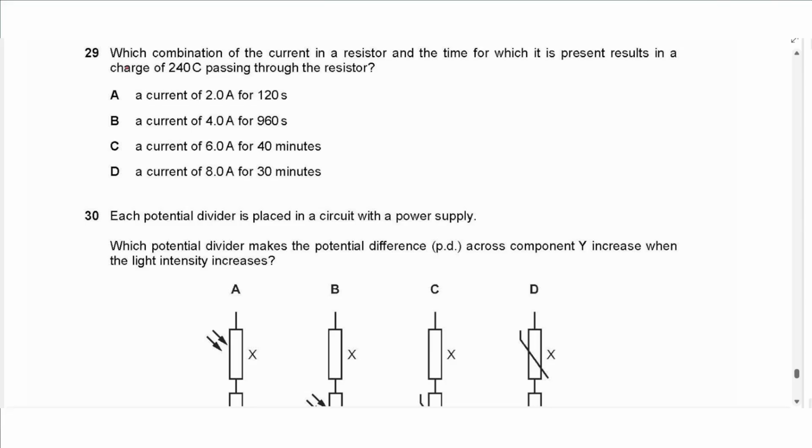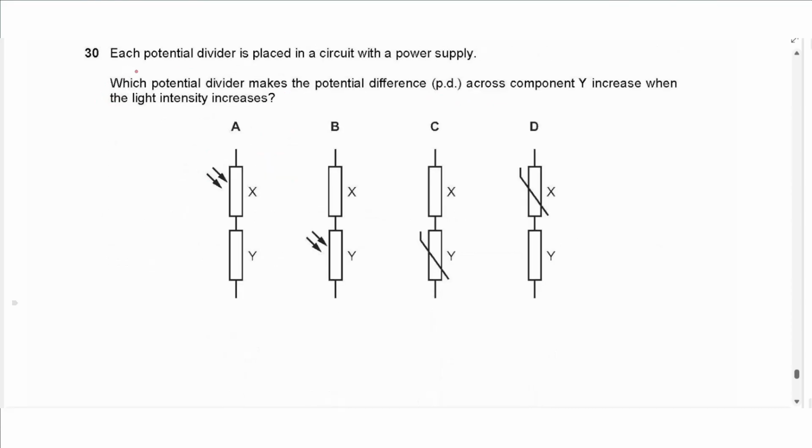Question 29 says which combination of the current in a resistor and the time for which it is present results in a charge of 240 coulombs passing through the resistor. So a current of 2 ampere 120 seconds, 4 ampere 960 seconds, 6 amperes and 14 minutes, 8 amperes and 30 minutes. So we need to multiply current by time to calculate charge. So the first one, 2 times 120 seconds, that would give the answer of 240. So this is the one. So the answer is A.